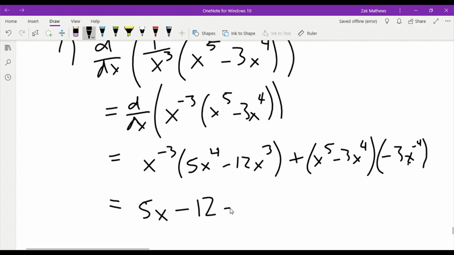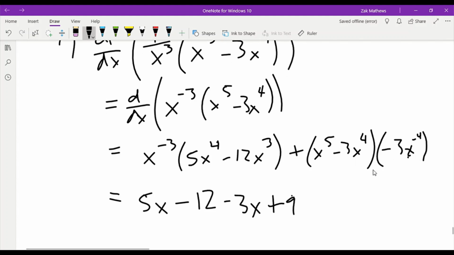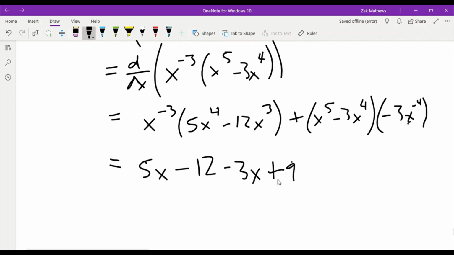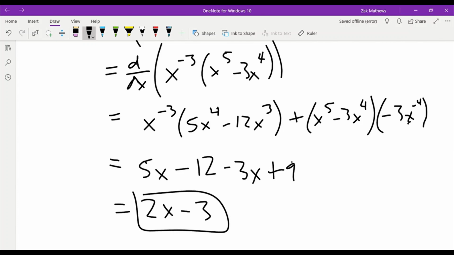So minus 3x, and then we'd have the negative 3 times the negative 3 giving me a plus 9, and x to the negative 4 times x to the 4th, those will cancel, just give me the 1, just leaving me a 9. And then simplifying finally, I can add my like terms, so 5x minus 3x will be 2x, negative 12 plus 9 will be negative 3. And that is my derivative.